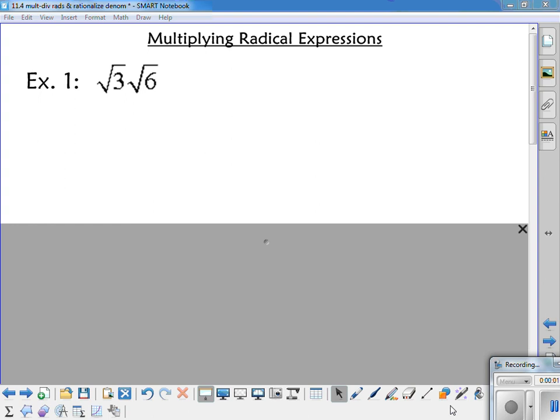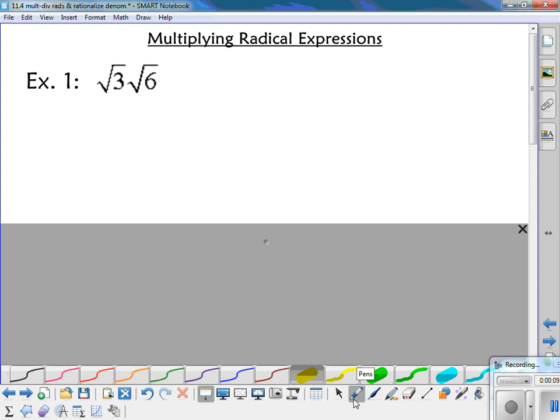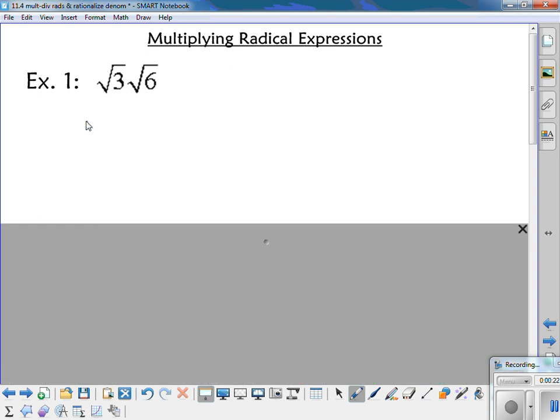All right, so multiplying radical expressions, and then in a little bit we'll talk about dividing and rationalizing the denominator. But first, multiplying. Whenever we have two radical expressions separate from each other, if they're both under the radical, they can be multiplied together. So root 3 times root 6 would be the same as the square root of 3 times 6, which is 18, right? Now, can 18 be simplified?